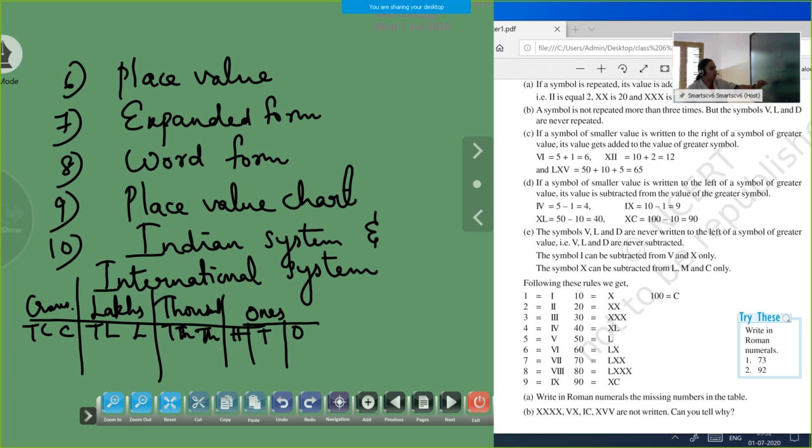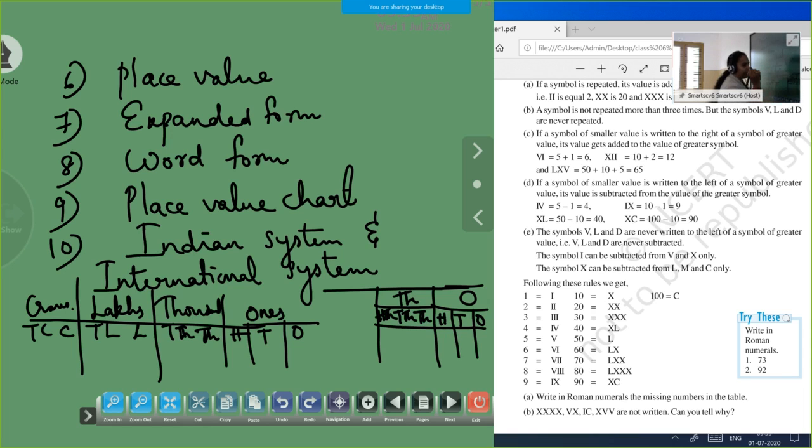Okay, then next, ones period, thousand period, then lakh, then crore. Next, the international place value system. In the international place value system, children, again the same ones period is there, containing 3 parts: ones, tens, hundreds. Then again the thousand period is there, that contains 1000, 10,000, 100,000. Each group contains 3 digits. Then the million period is there, containing 1 million, 10 million, 100 million.